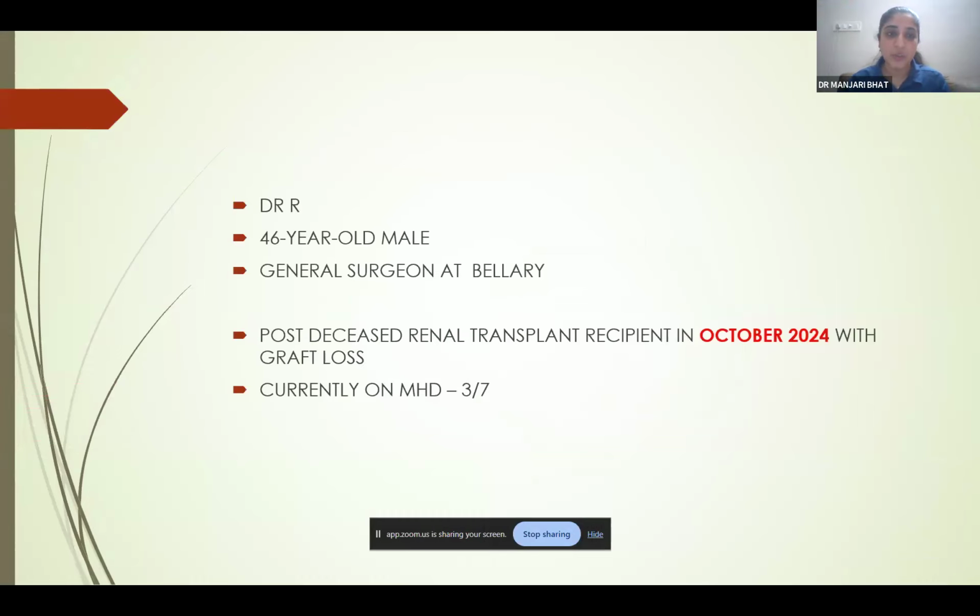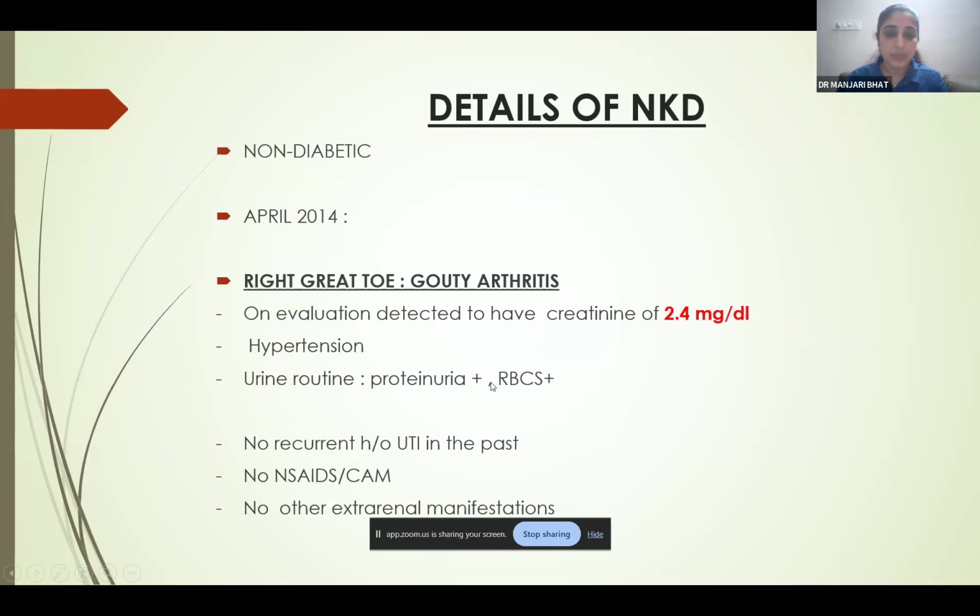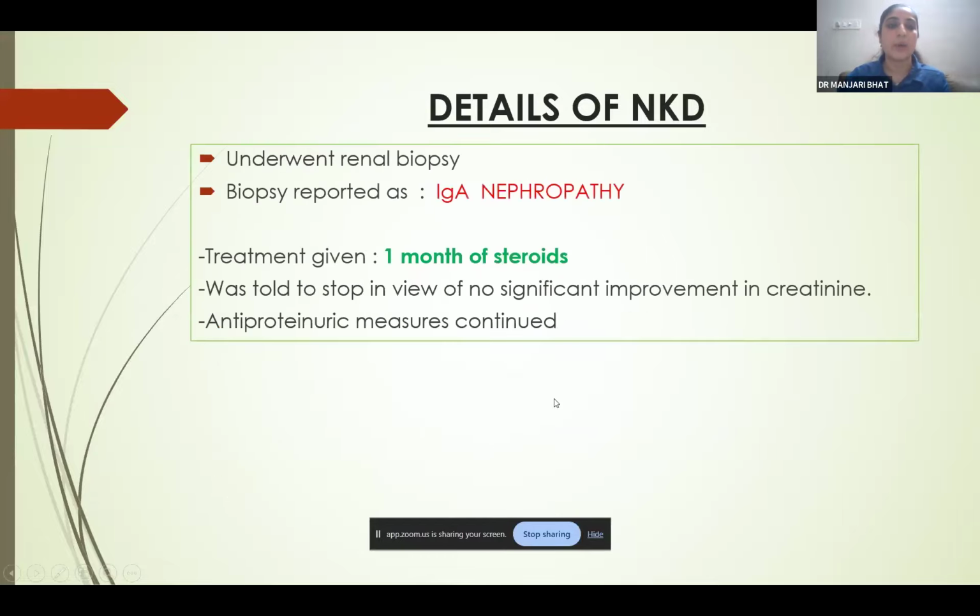So this is a story of a 46-year-old general surgeon hailing from Bellary. He is a deceased renal transplant recipient in October 2024, currently on maintenance hemodialysis weekly thrice due to graft loss. The story goes back to 2014 when he was diagnosed to have gouty arthritis of right great toe, and on evaluation he was detected to have hypertension and a serum creatinine of 2.4 milligram per deciliter. Urine routine had some proteinuria and RBCs. Underwent a renal biopsy. Biopsy was reported as IgA nephropathy.